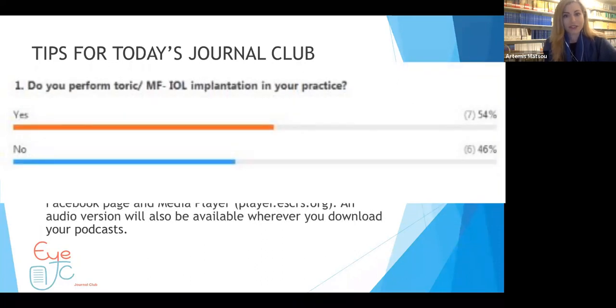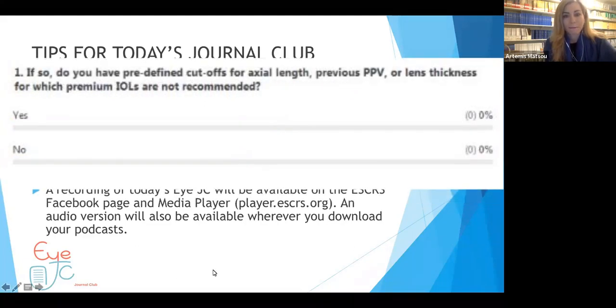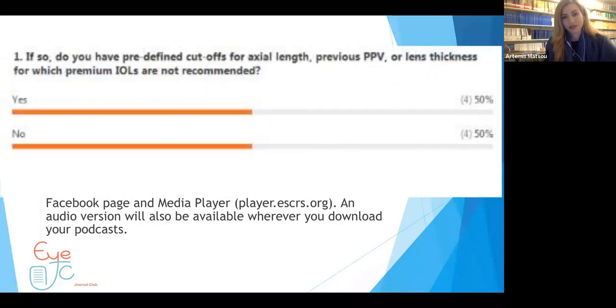Okay, so nearly 50-50 of you perform toric and multifocal IOLs. That's good. Okay, and next question. If you do, do you have predefined cutoffs for axial length, previous vitrectomy, or lens thickness for which premium IOLs are not recommended? Yes or no? Again, 50-50.